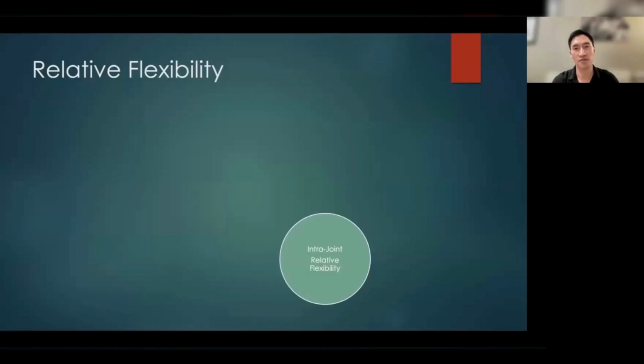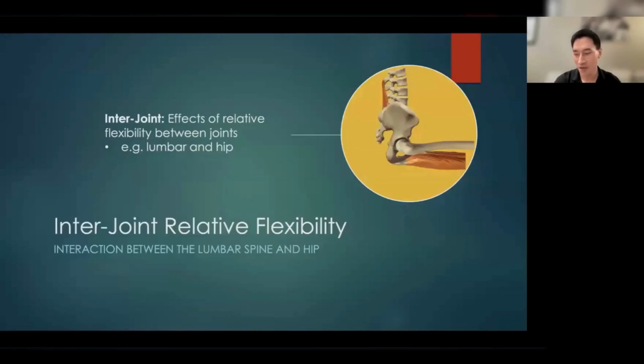And when we talk about relative flexibility, we're generally talking about excessive flexibility in one area, one direction or multiple directions. So we're going to talk about interjoint relative flexibility, just the relative flexibility between two joints. And we're going to talk about the lumbar spine and hip.